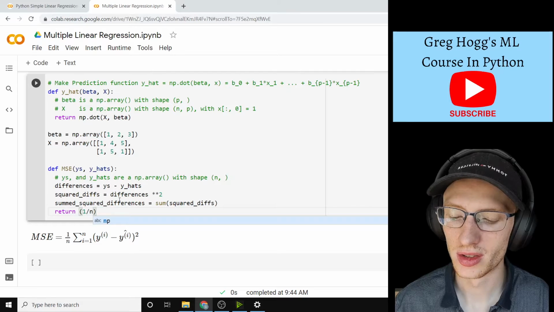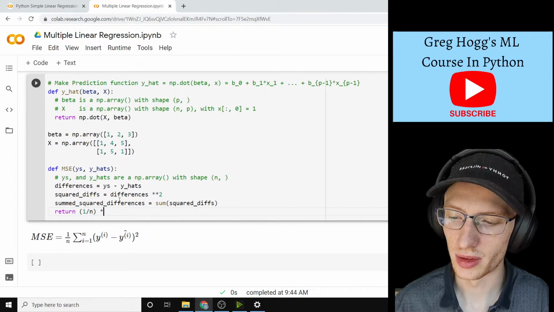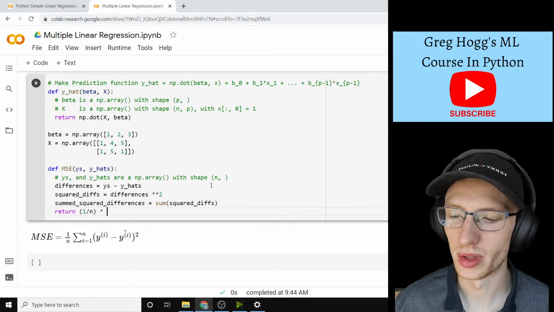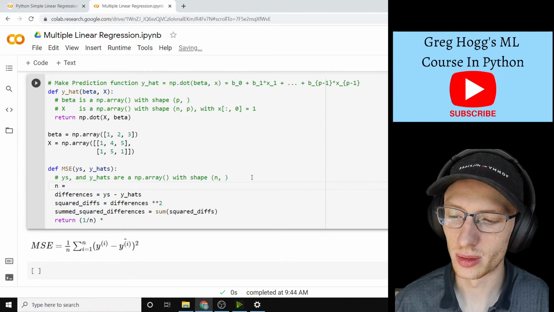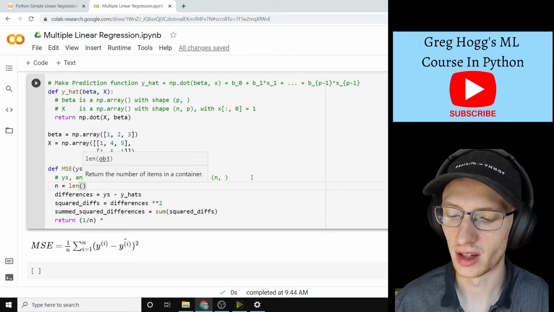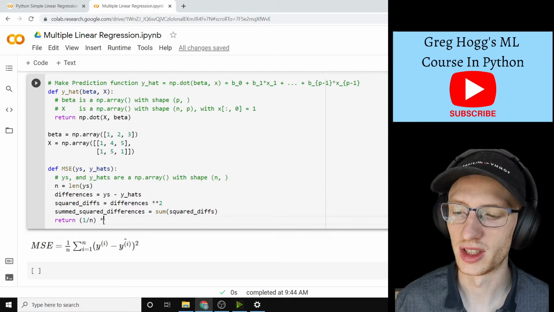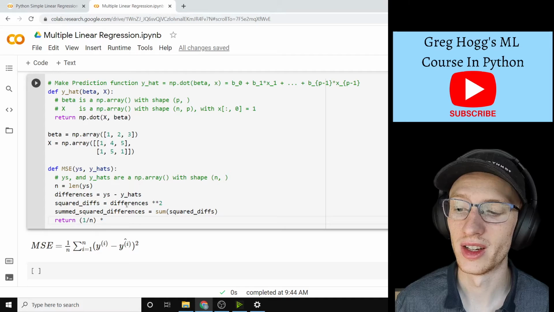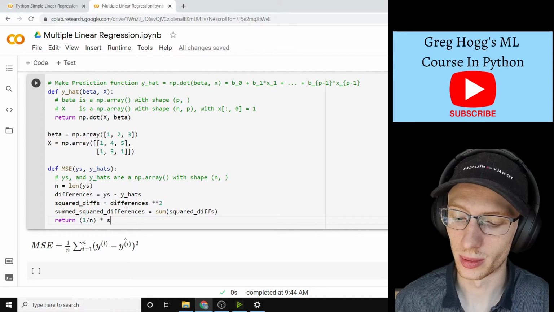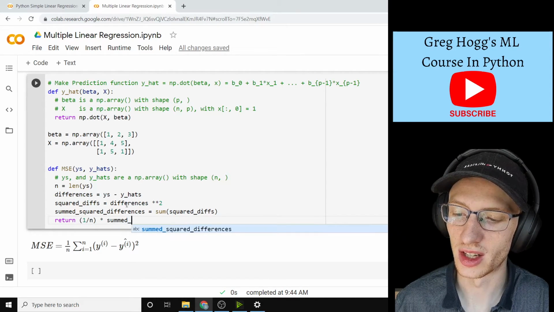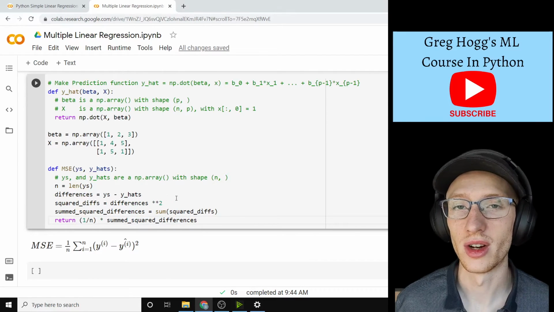It's the same thing. So 1 over n times... we haven't defined what n is, but we can quickly get it: n is equal to the length. This will still work. n is the length of the y's, or the y hats, they're the same thing. So return 1 over n times that summed squared differences, because that's now a value. And that is our MSE.